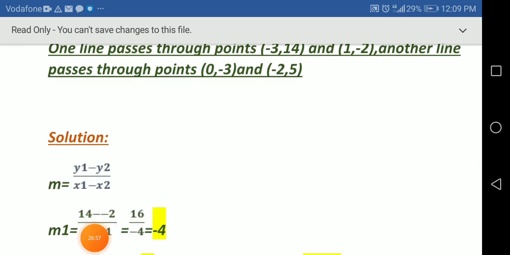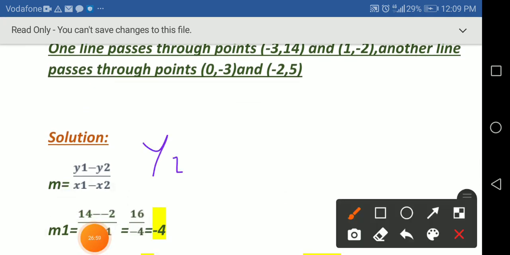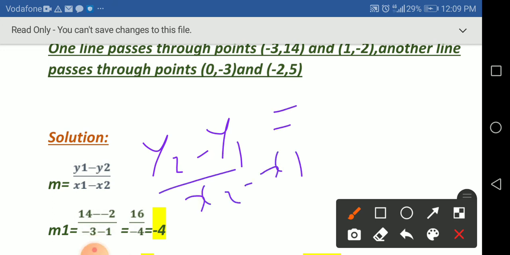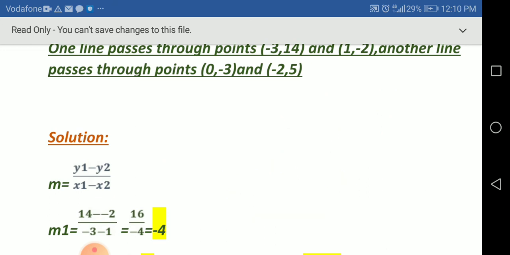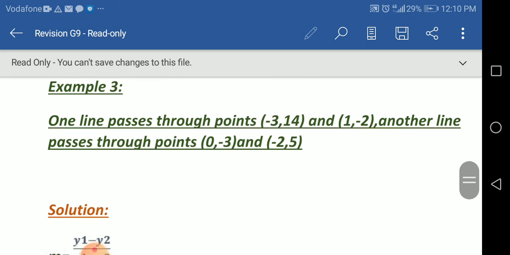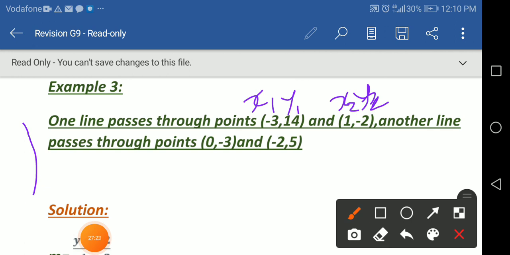We can solve y sub 2 minus y sub 1 over x sub 2 minus x sub 1, or we can do y sub 1 minus y sub 2 over x sub 1 minus x sub 2. It's okay for both, but remember to follow the order. Let's write it together. I have here x sub 1, y sub 1, x sub 2, y sub 2. So if I solve it by y sub 1 minus y sub 2, I will say 14.